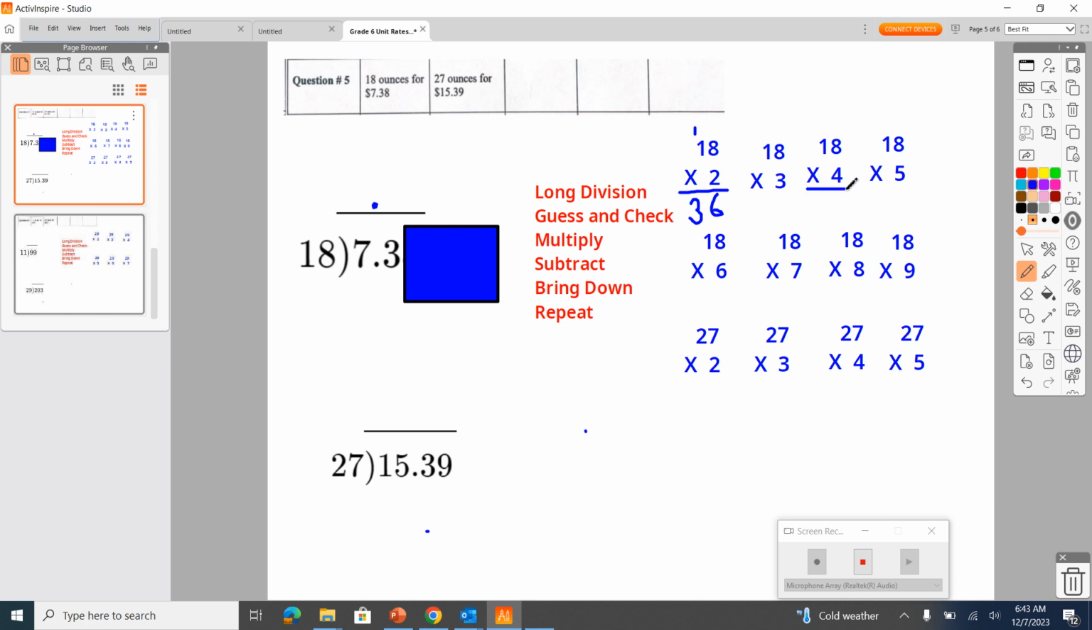But if I have my work organized, I can make better sense of what I want to guess and check. So let's go to 18 times 4. 8 times 4 is 32. 4 times 1 is 4, plus 3 is 7. So 18 times 4 is 72. That's the closest I'm going to get to 73 without going over. So this is all my guess and check.